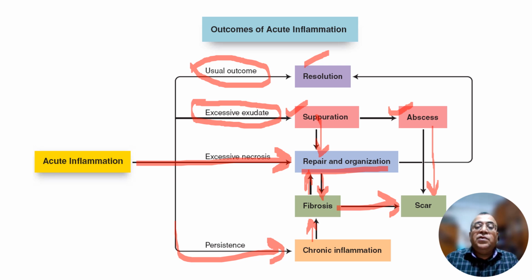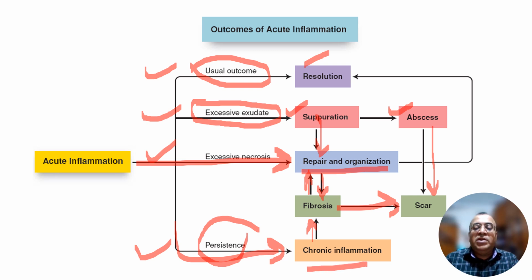So there are four outcomes of acute inflammation: the usual outcome, that is resolution, then excessive exudation, excessive necrosis, or persistence of the inflammation. This persistence of the inflammation will result in chronic inflammation.